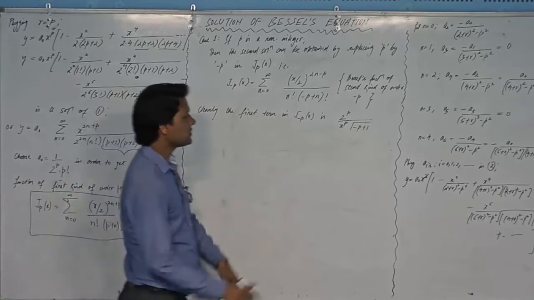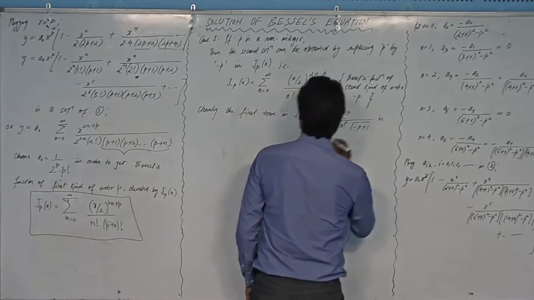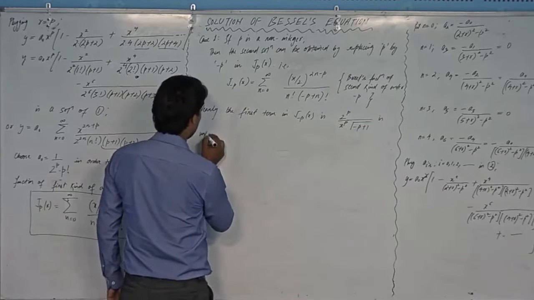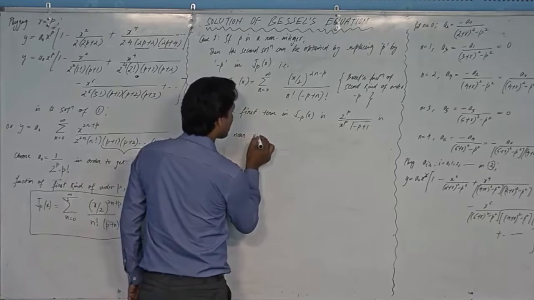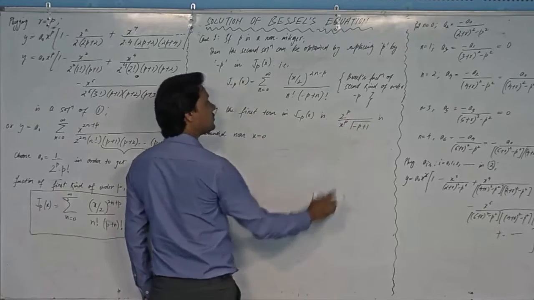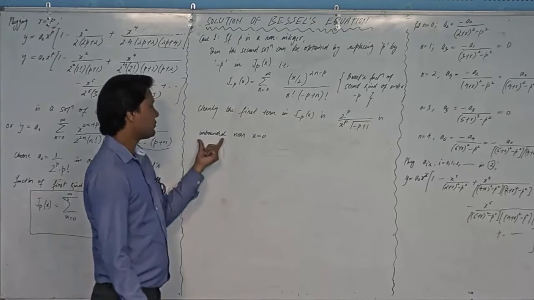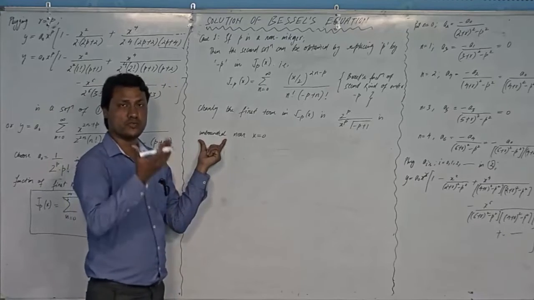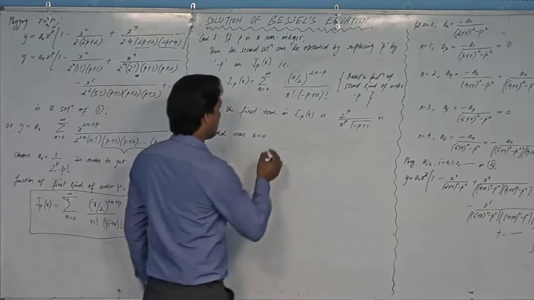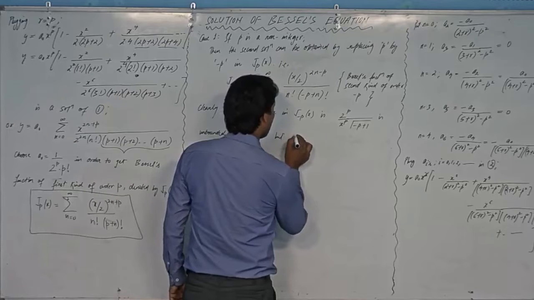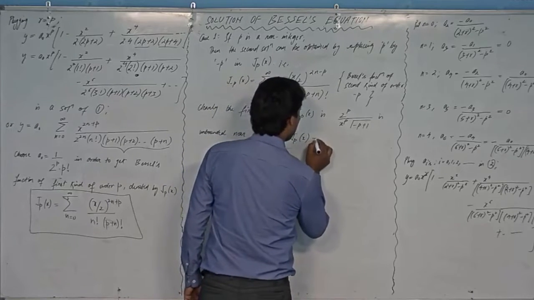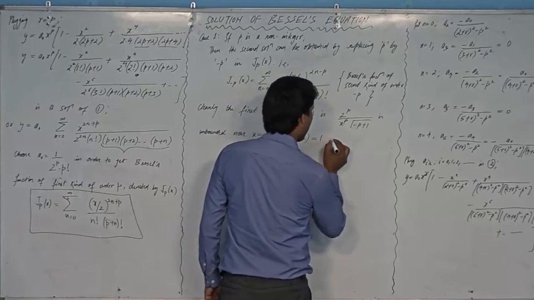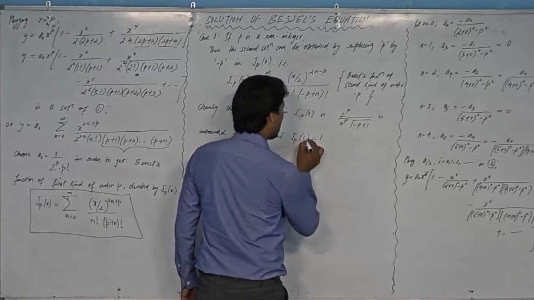Clearly, the first term in this is unbounded near x equal to 0. If you put x equal to 0 here, you are getting infinity. So I have to use this word unbounded. Going to infinity means unbounded, right? But J p x is equal to 1 at x equal to 0, right?